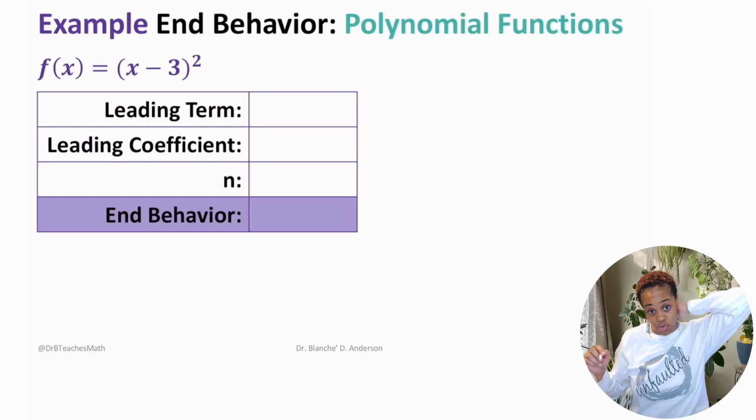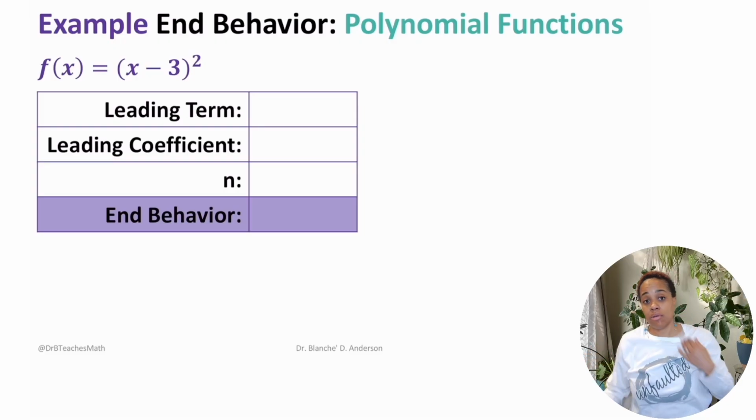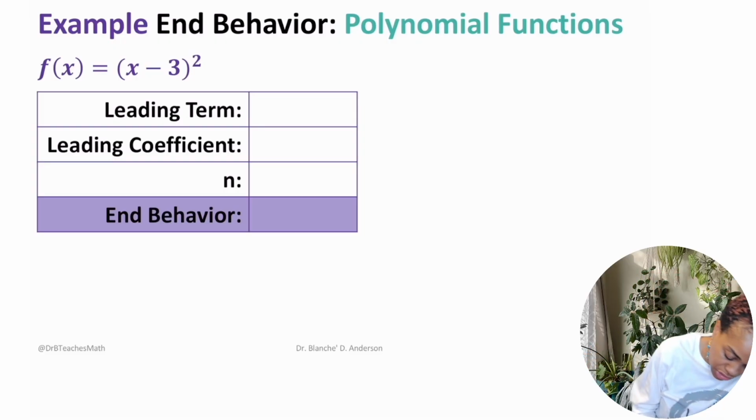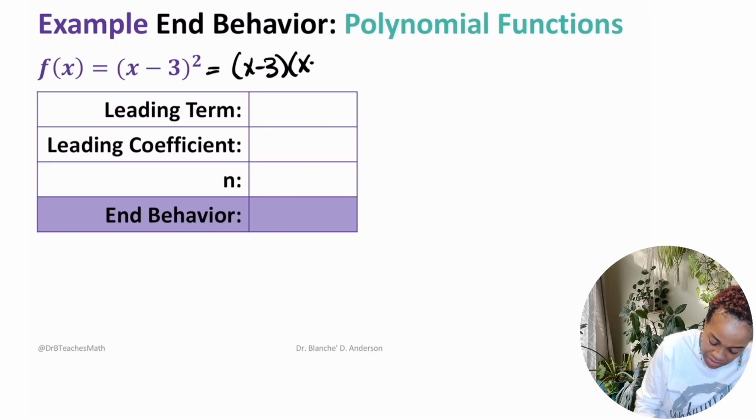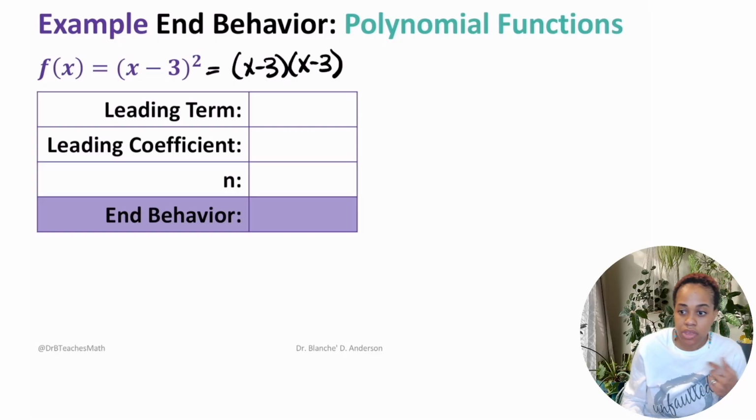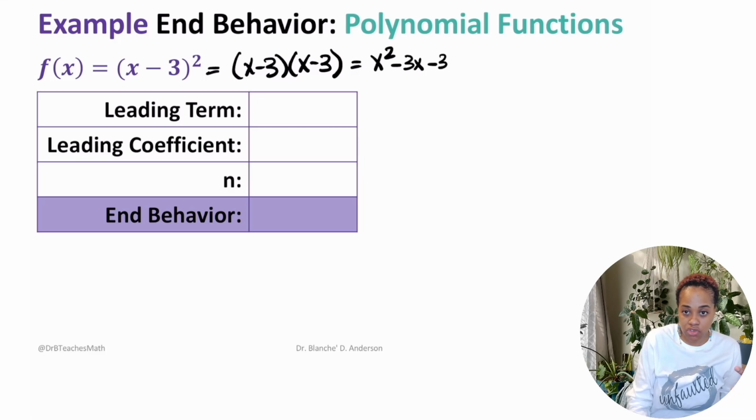X minus 3 squared. Now you're like, oh, I don't know. Well, what you can do is, this means x minus 3 times x minus 3, right? So if you do the FOIL method really quick, you would get x squared minus 3x minus 3x plus 9. And then when we combine like terms, you would have x squared minus 6x plus 9. So that's what it looks like.